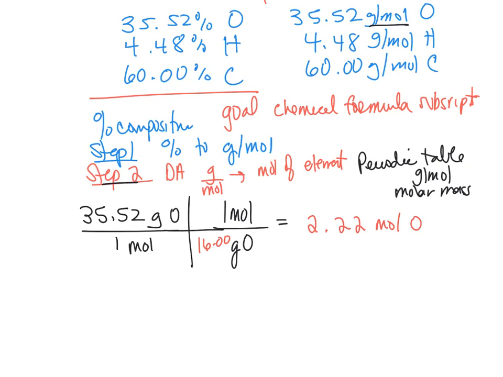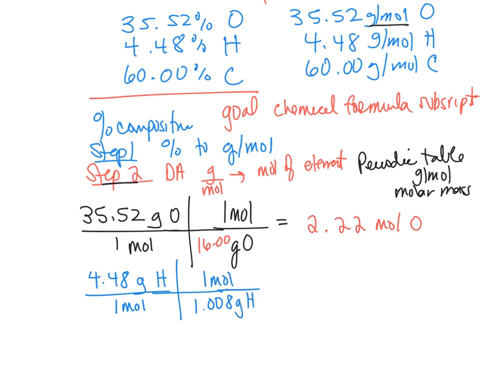So now do 4.48 gram over 1 mole of hydrogen, and then 1.008 gram of hydrogen for 1 mole of hydrogen. And so that would be 4.48 divided by 1.008. That gives you 4.4444 mole of hydrogen.